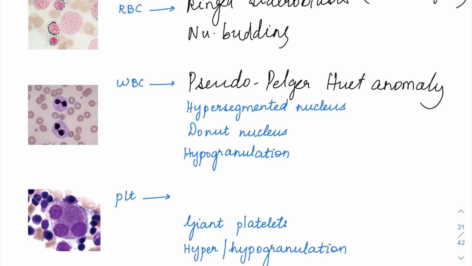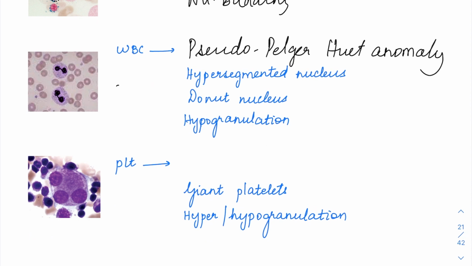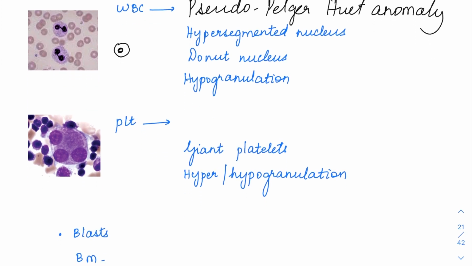Apart from that, you can also get a hypersegmented nucleus, and you can have hypergranulation or hypogranulation. Basically, this dysplasia is going to be abnormal, so anything other than normal, you can tell. Sometimes the nucleus is going to look like a donut, with the center empty. So a donut-like nucleus is also seen in MDS.